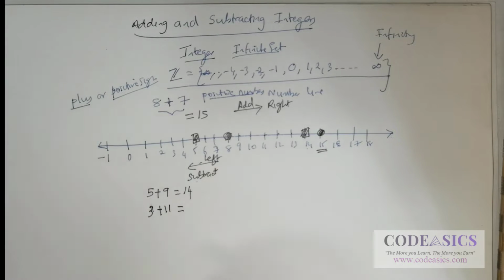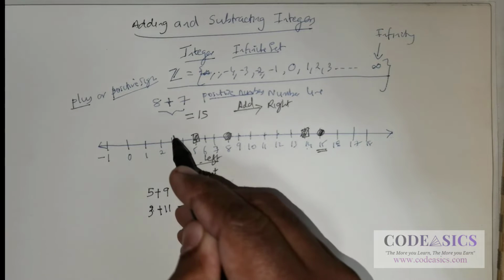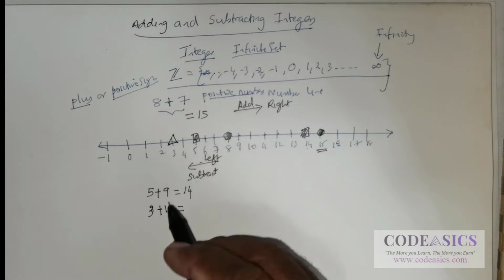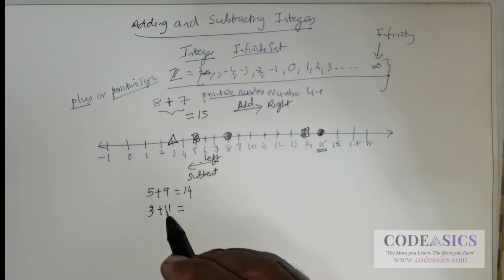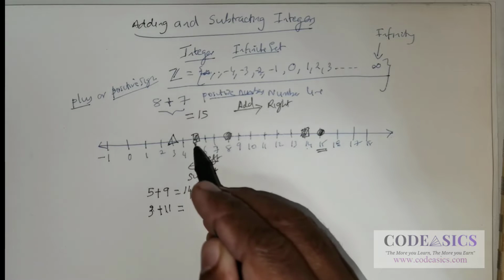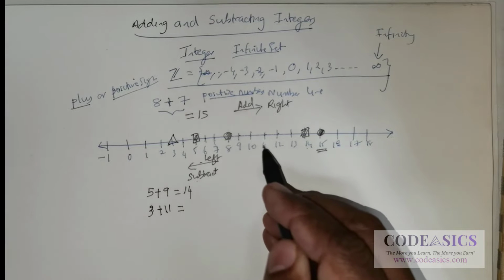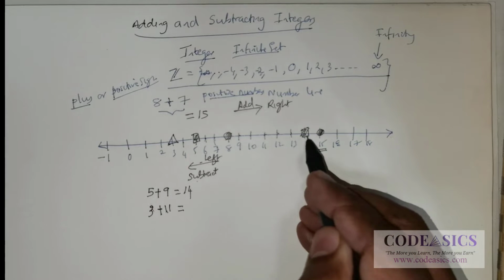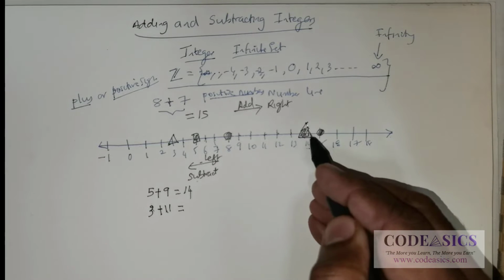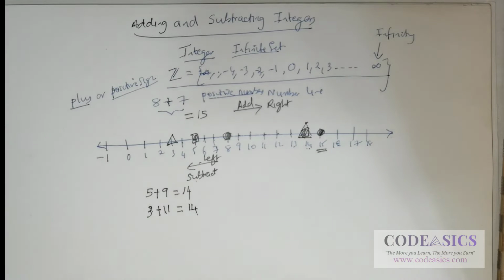Now someone is asking, okay, I want you to add 3 with 11. So what should be the answer? What do you need to do? Go and look for the number 3. So I have located the number 3. From 3 you have to count 11. So 1, 2, 3, 4, 5, 6, 7, 8, 9, 10, 11. What is the number you have arrived at? 14. So this is the solution. Again we have obtained 14.